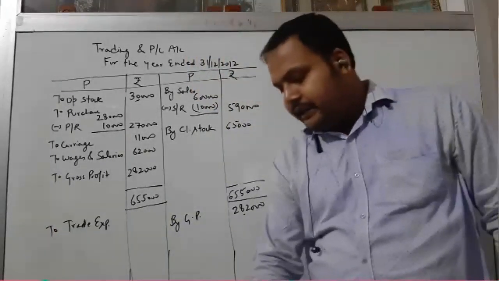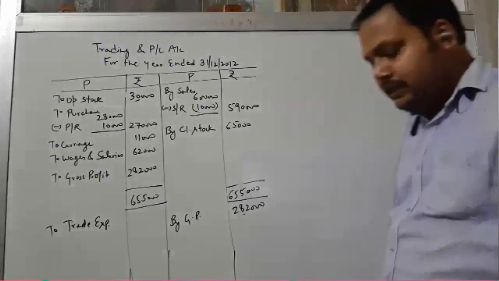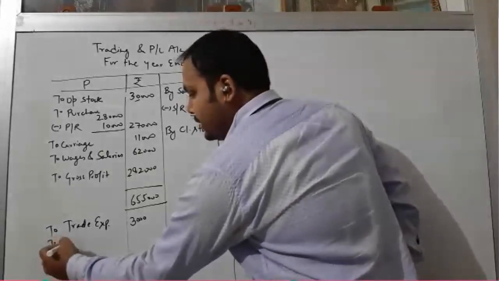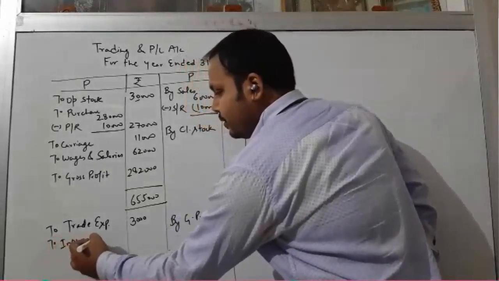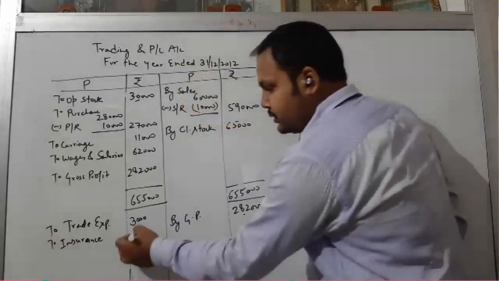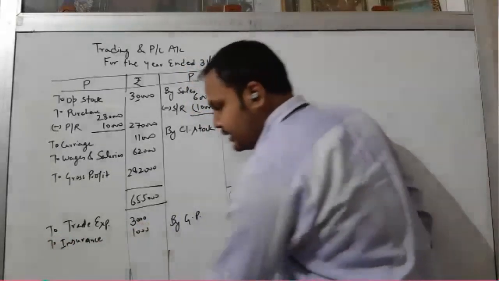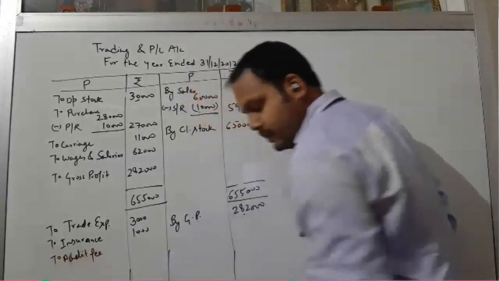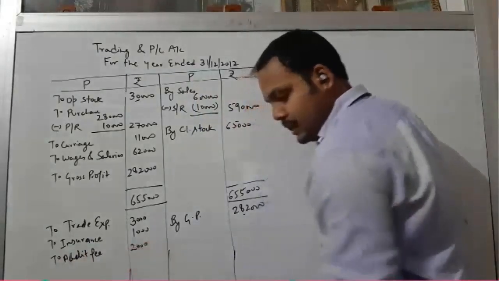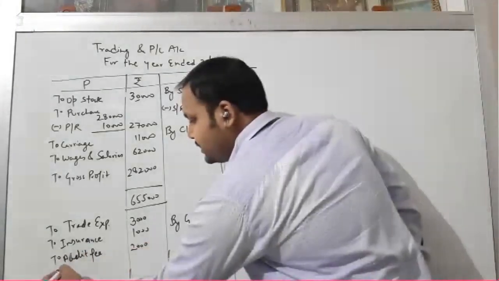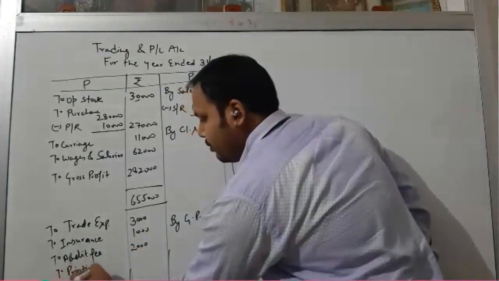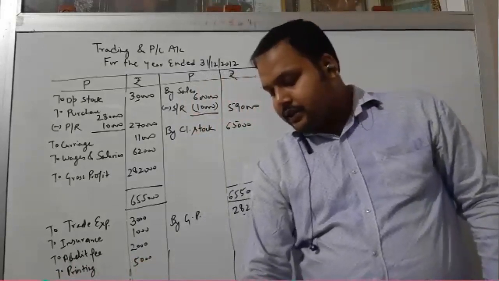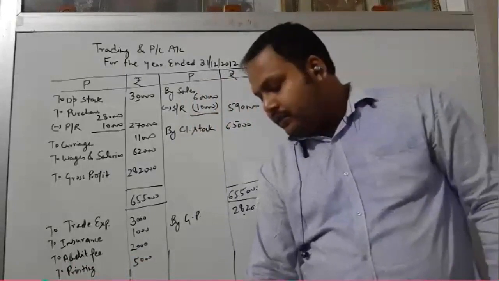So first of all we take the first indirect expense according to this question, that is the trade expense is 3,000. And thereafter we take the second indirect expense, insurance. Okay, so the amount of the insurance is 1,000. The third one is the audit fees. Okay, so audit fees will be 2,000. And printing expenses will be 5,000.